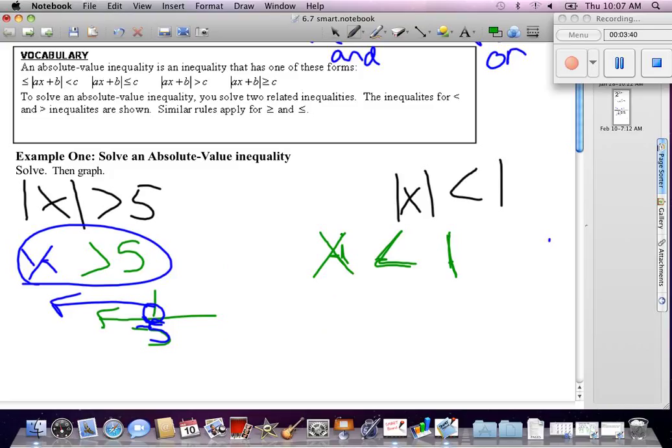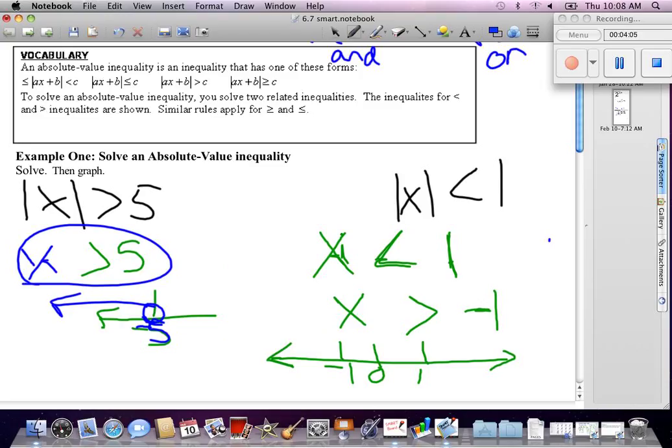X is less than 1. Now we have to write it to be negative 1, right? So I go x, flip the sign, negative 1. Okay? Now we just simply graph it. I've got 0, negative 1, and 1.